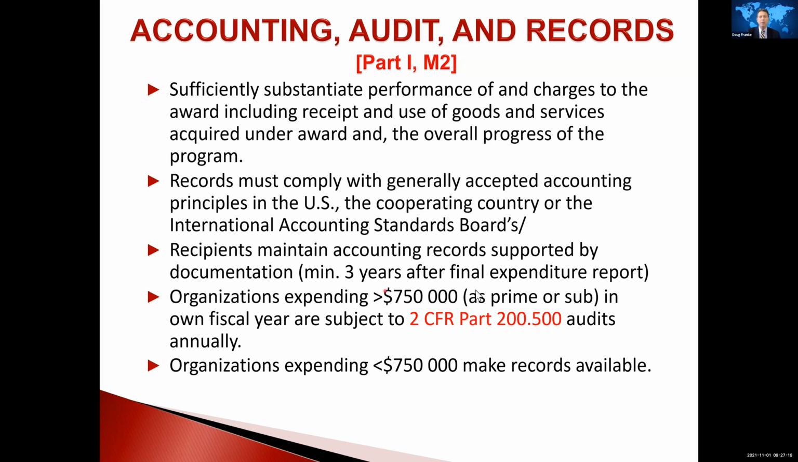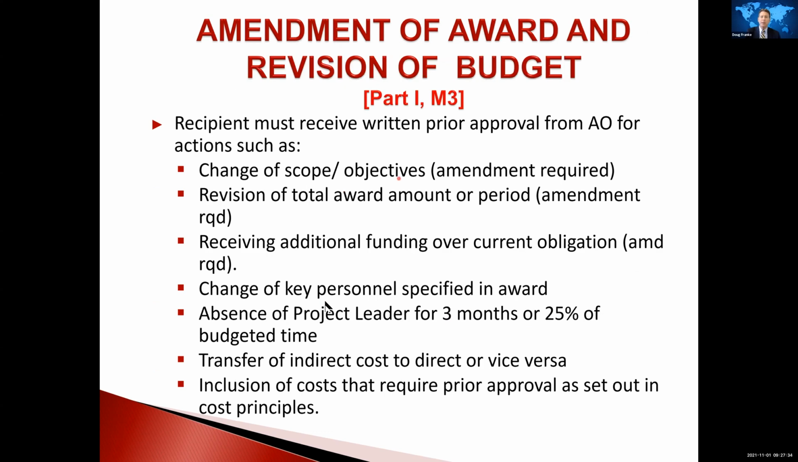So here is where it talks about the audit requirement. Organizations that spend more than $750,000 in your own fiscal year are subject to ADS 591 MAA. USAID will provide those to you. They're called the USAID audit guidelines.